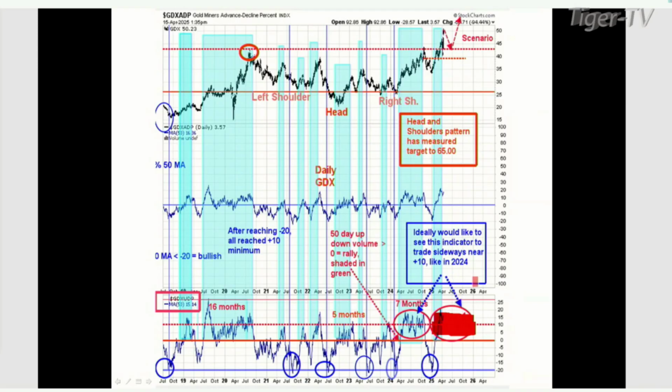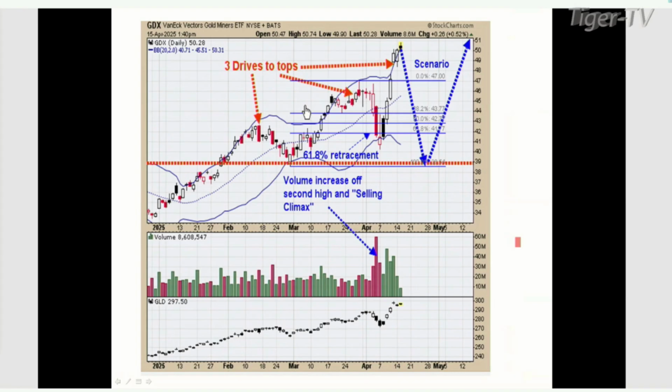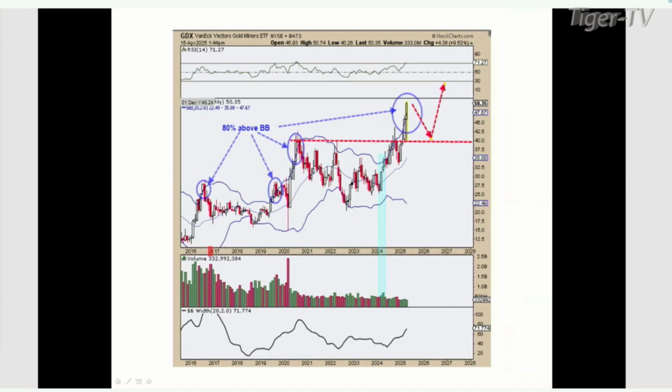But here's the reason why we sold. Whoops, let's go back here one more. This is the reason why I sold our GDX position. This is GDX going back to 2016. It's kind of a rare signal, and it's a monthly chart. And every time you get, actually it's 50% above the upper Bollinger Band. This time around, we got 80% above the upper Bollinger Band. The market consolidates. And that's the reason why we got out last Friday.